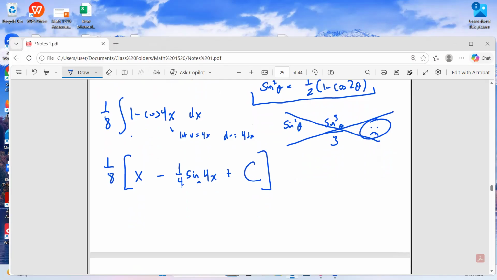All right, so let me just make this come out. So we're going to have x over 8 minus 1 over 32 sine of 4x plus C. And again, if there's an a to b that we would go ahead and deal with, we would go ahead and look at that. So if you need to do that, that's fine. If you don't, that's okay too. All right, so that's how you deal with powers of sines and cosines.